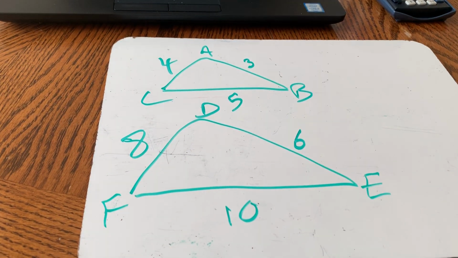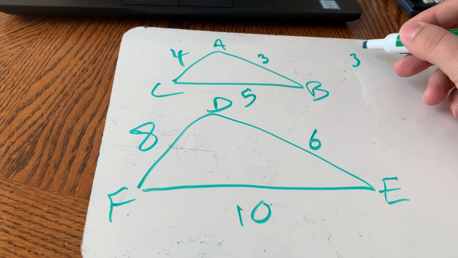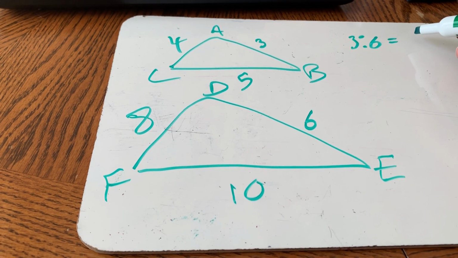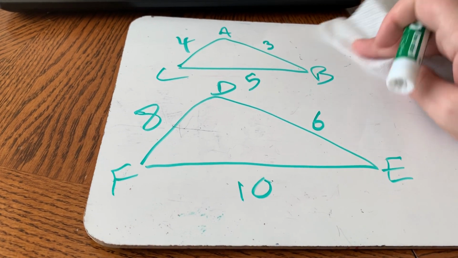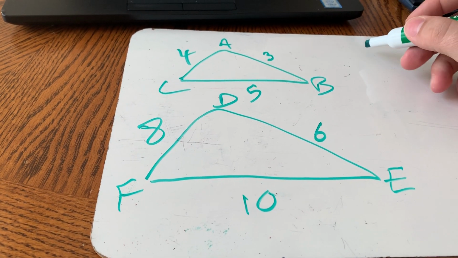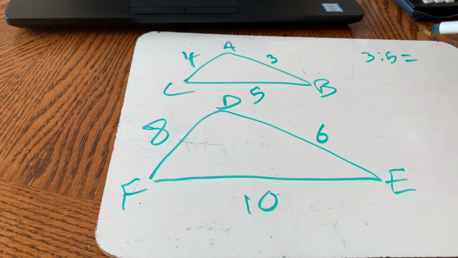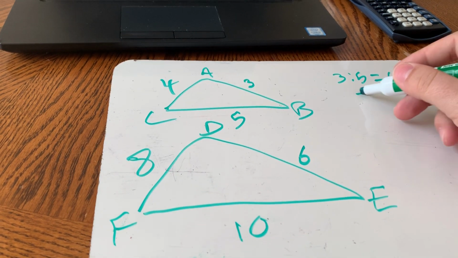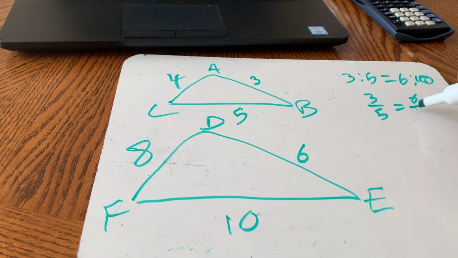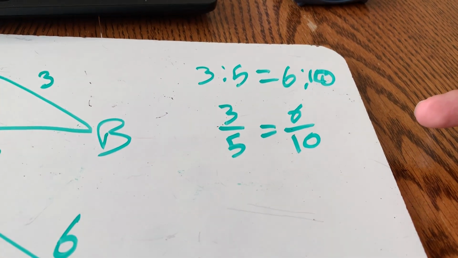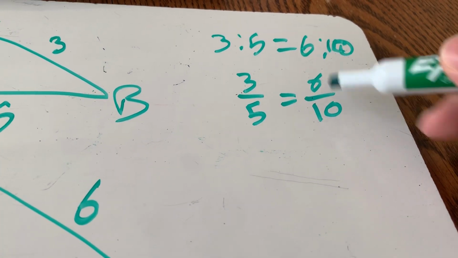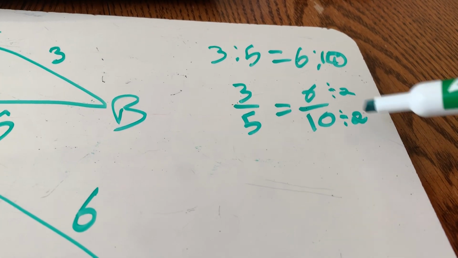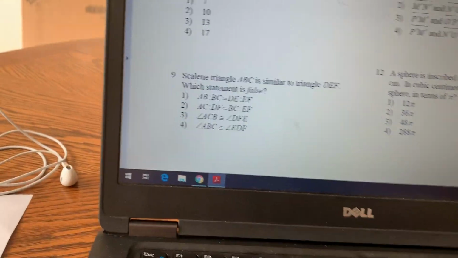If you have it like I just did, you can actually draw it out. I've got AB to BC, so I've got 3 to 5 is equal to DE over EF, 6 to 10. I'm writing it how I had it on the paper. Really, it could just be a fraction, though. Okay? There we go. So those fractions are equal. If you simplify that by a factor of 2, divide that by 2, divide that by 2, obviously it's going to simplify to 3/5. So number 1 is true, okay?